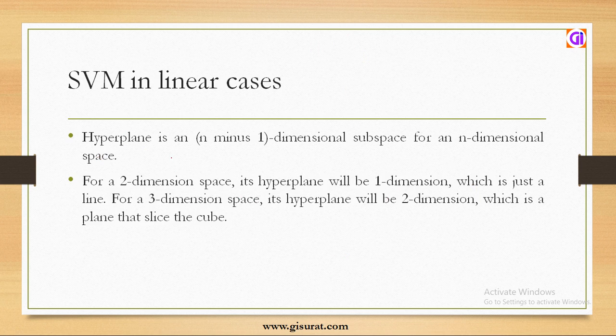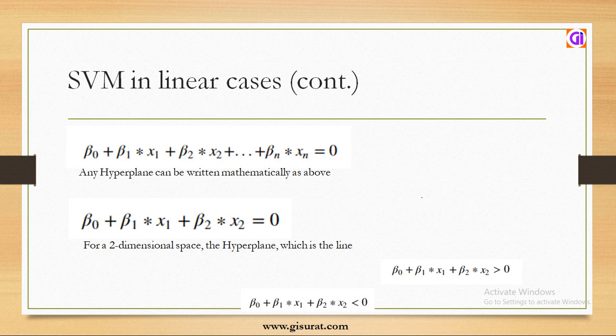Now, a hyperplane in n dimensions is nothing but an n minus 1 dimensional thing. In 2 dimensions, it will be a 1-dimensional thing. In 3 dimensions, it will be a 2-dimensional thing. So that is something about the hyperplane. What is the use of a hyperplane? It is just used to separate the data.